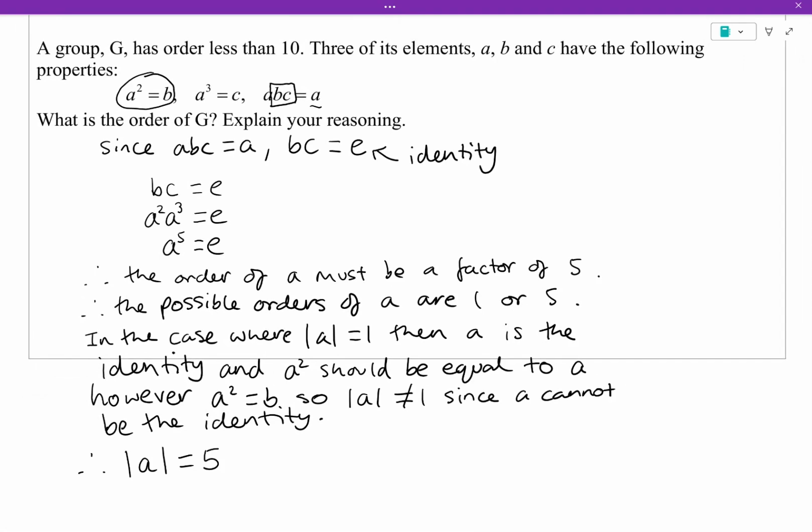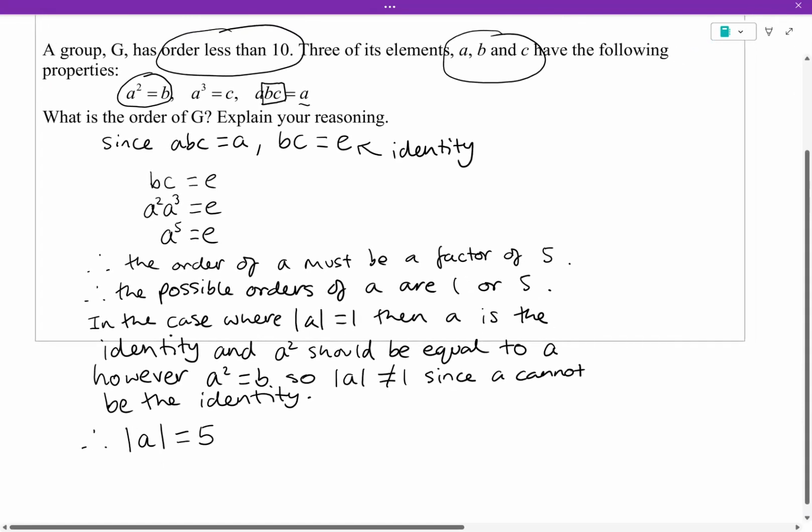So we've now figured out the order of an element. Remember, the order of the element must be a factor of the group order. So therefore the group order must be a multiple of 5. Now the group order is less than 10 and the only multiples of 5 less than 10 but also the same as or greater than 3, which is how many elements we know are definitely in there, would be 5 itself. So therefore the group order must also be 5.